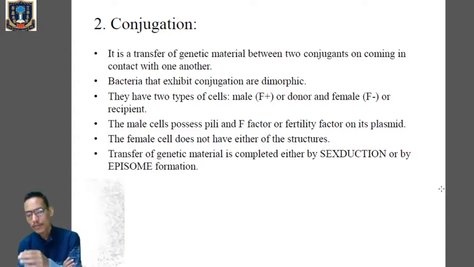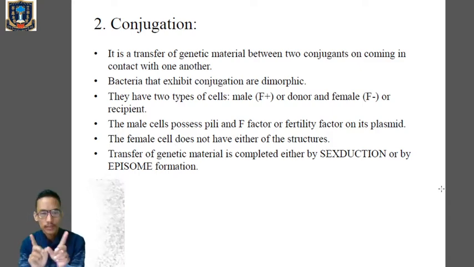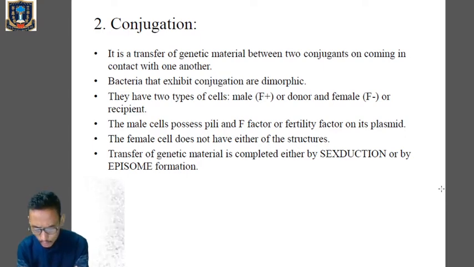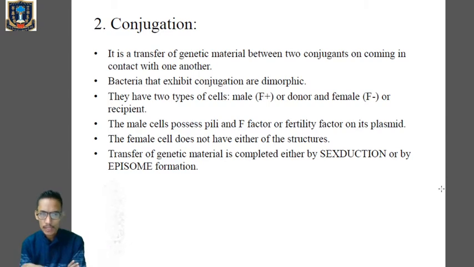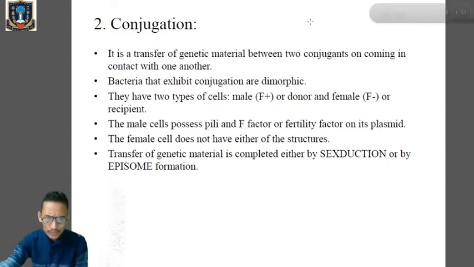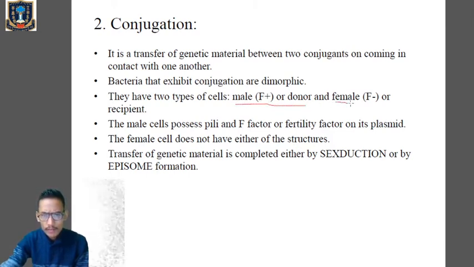So we'll go into details afterwards. We'll go to the figure and it will be easier for you. But remember the definition. It is the transfer of genetic material between the two conjugates which are coming in contact with one another. Clear? And those bacteria that exhibit conjugation are dimorphic. That means they have two sexual forms, male and female. So we have the male, F plus or donor, and the female, F minus or recipient. So kindly remember this one.